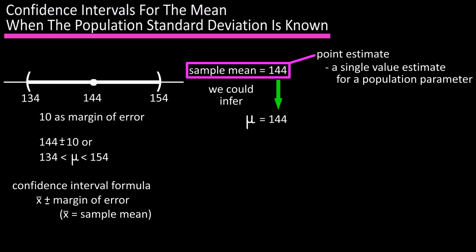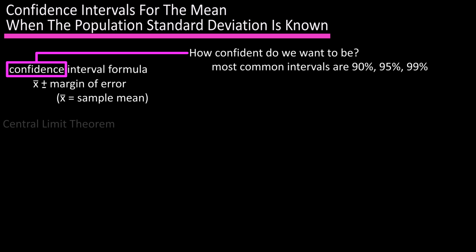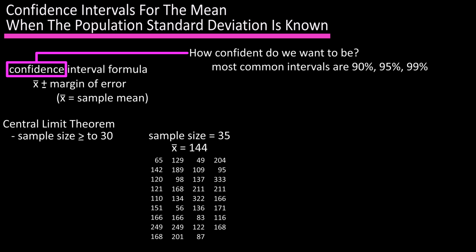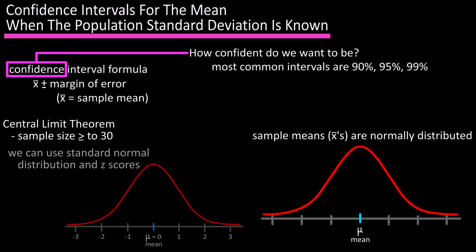But before finding the margin of error, we first need to determine how confident we want to be with our interval estimate. There are typically three common confidence levels that are used: 90%, 95%, and 99%. We know from the central limit theorem that when a sample size is greater than or equal to 30, and the data set this mean is from has a sample size of 35, the distribution of the sample means is a normal distribution. Since we know the distribution is normal, and it is a random sample, we can use the standard normal distribution and z-scores to calculate confidence intervals for the mean.